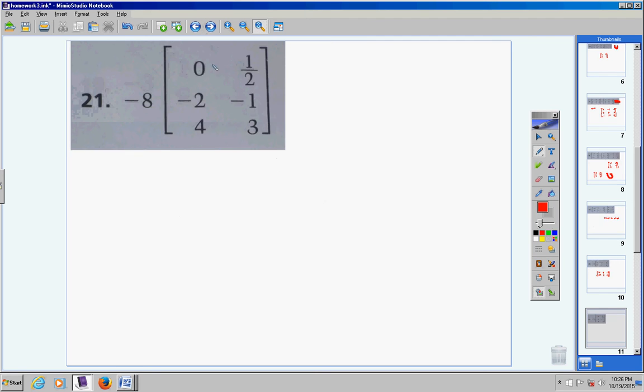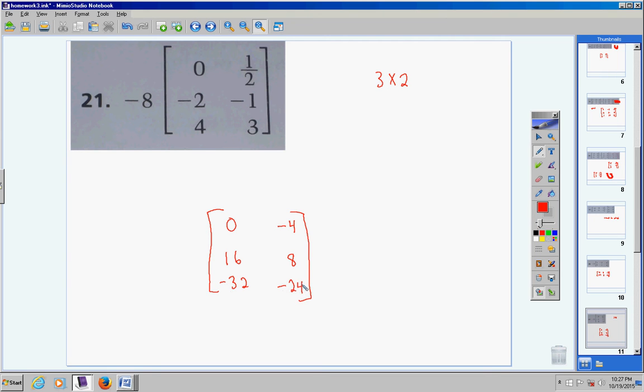Alright, number 21. Okay, take your 8 and multiply it through. You have a 3 by 2 matrix. 3 rows, 2 columns, a 3 by 2 matrix being multiplied by the scalar, or by the outside number, negative 8. So here we go. Negative 8 times 0 is 0. Negative 8 times 1 half is negative 4. Negative 8 times negative 2, positive 16. Negative 8 times negative 1, positive 8. Negative 8 times 4, negative 32. And negative 8 times 3, negative 24.